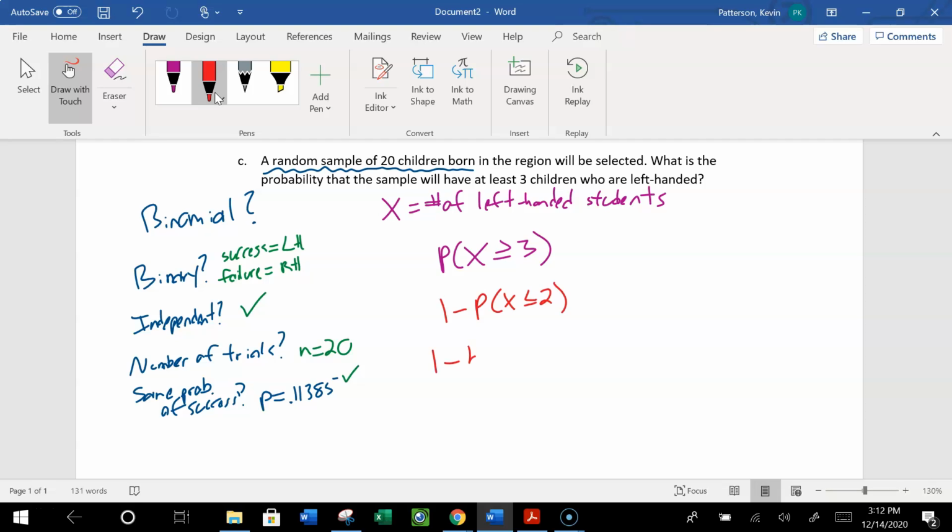And what we'd want to do in our calculator is 1 minus binomCDF. Remember, we use PDF when X is an exact number, like what's the probability that we end up with exactly 5 left-handed children? That would be binomPDF. binomCDF is a cumulative figure.